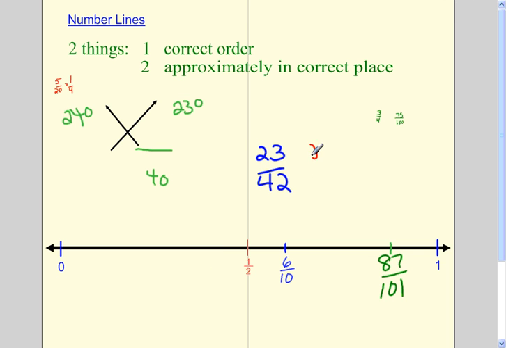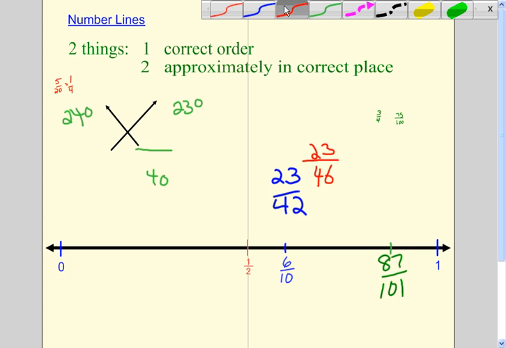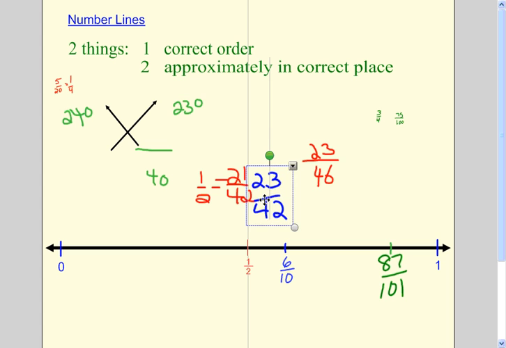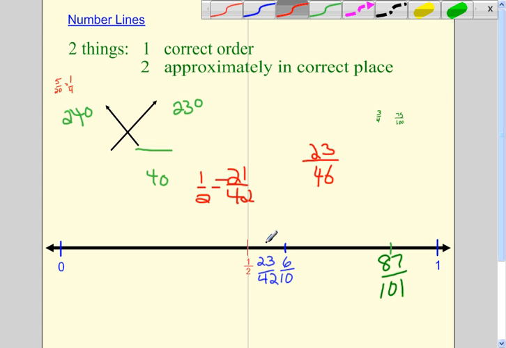I know that 23/46 is a half. Well, since that's a few more pieces and I've cut some of those pieces away, 23/42 is more than a half. Or I could think of it this way. I know that 21/42 is another way of looking at what 1/2 would be. And if I know that, and I see 23/42, it's more than a half. And since I already compared it to 6/10, I know that 23/42 should slide right into here.